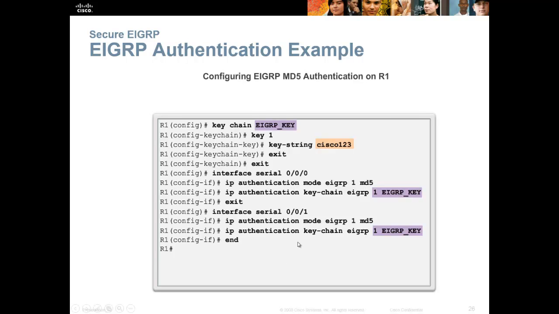And again, you have to do that with everything. I have to create the keychain, put the key on it, and put a code on the key. Then I have to go to the interface, turn on authentication, and tell it which authentication to use. So that's 5 commands, but 2 of those commands have to be on each interface.